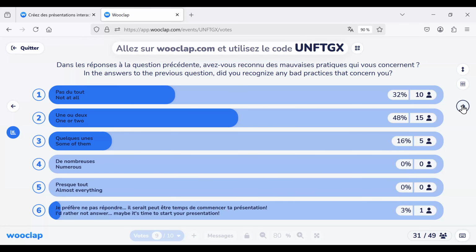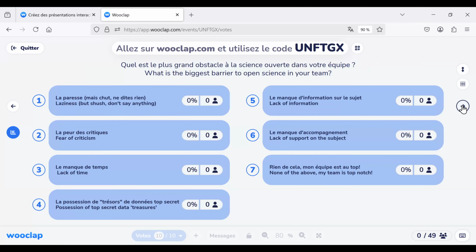Ah oui, le Wooclap était censé... Je pensais le faire au début. Donc oui. Il y en a qui préfèrent ne pas répondre. Et je crois qu'on a terminé. Il y en a une dernière. Ah oui, sur la science ouverte. Quel est l'obstacle pour la science ouverte dans votre équipe?